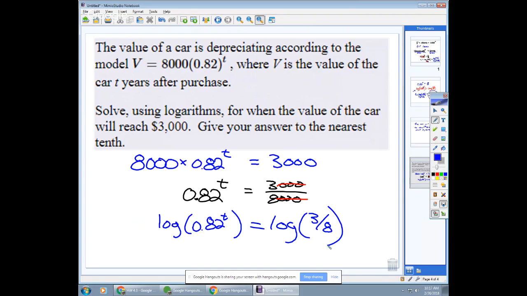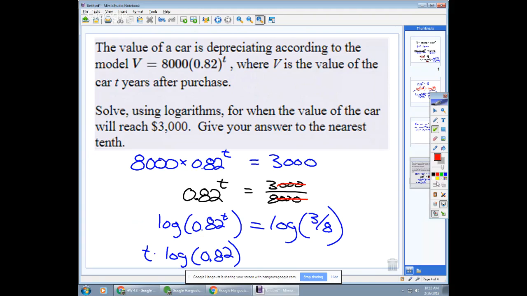All right, what's the next step then? Okay, so anybody else want to suggest what to do next with this approach? Not sure. So with this approach here, the rule is that if what you're taking the log of has an exponent, that exponent pops out front. So this will become t times the log of 0.82. Okay, so that's the rule we're applying.